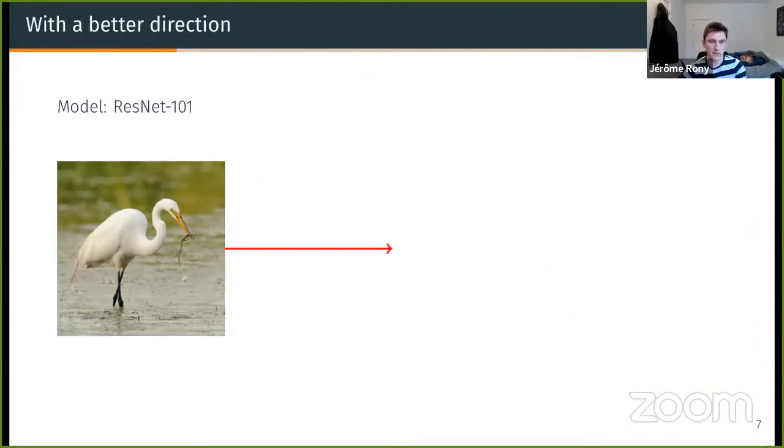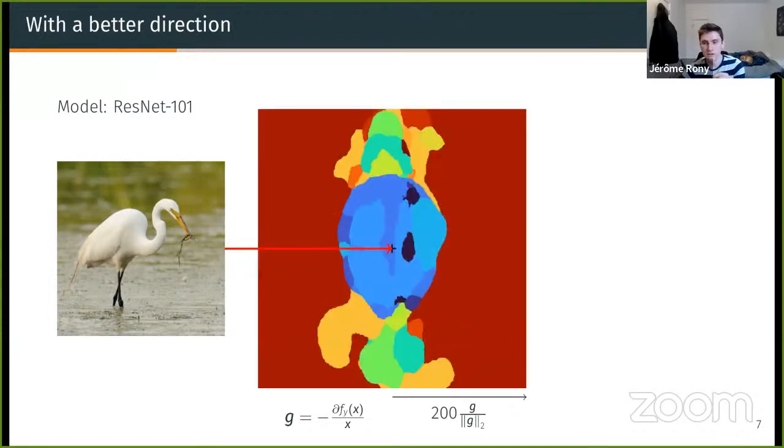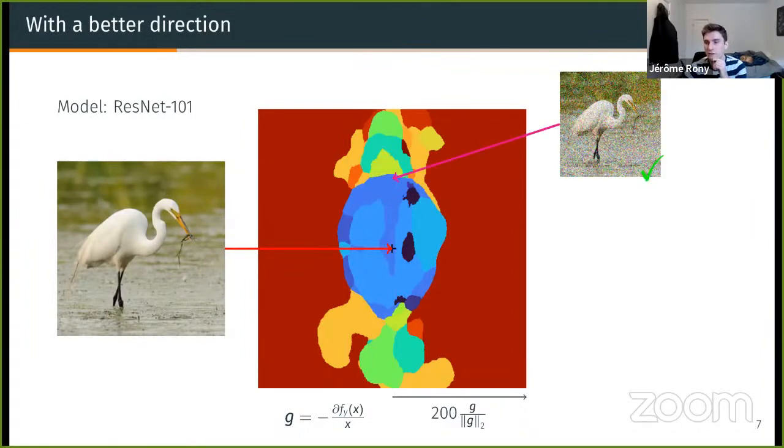If you do the same thing, but instead of taking a random direction, you take the negative gradient of the output of the model at the original class, you normalize it, you keep the same scale, and you obtain this graph. It's basically the same as before, but just compressed on the x-axis. And here, if you still add the perturbation in the vertical direction, you still get the image that you had before, and it's still classified correctly.